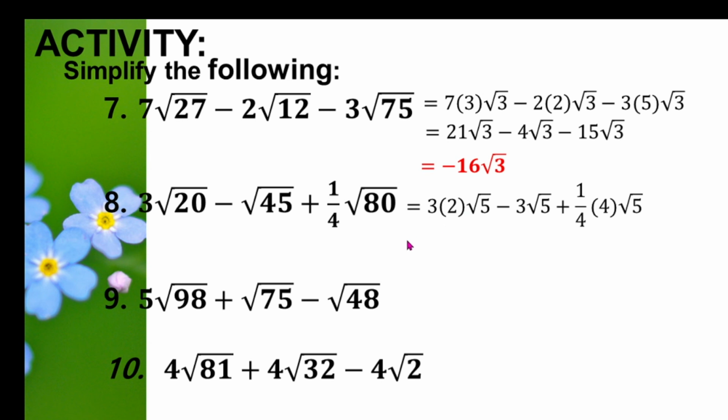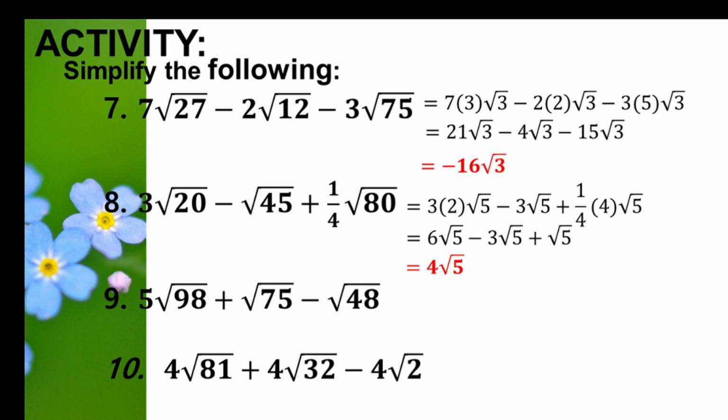So next, by simplifying further, we have 6 square root of 5 minus 3 square root of 5 plus square root of 5. So therefore, we have 4 square root of 5.